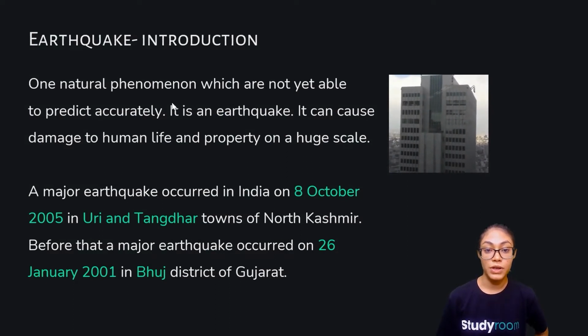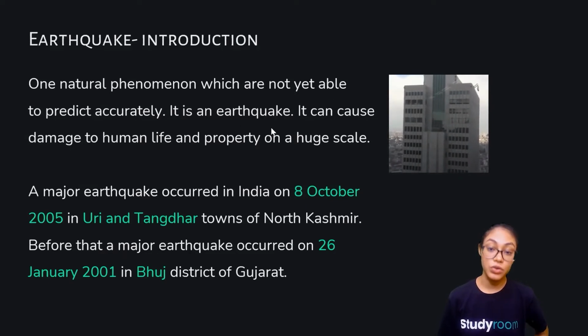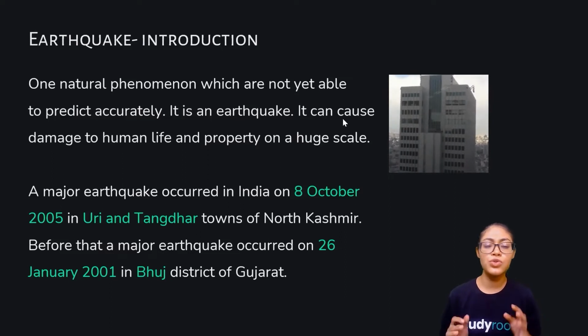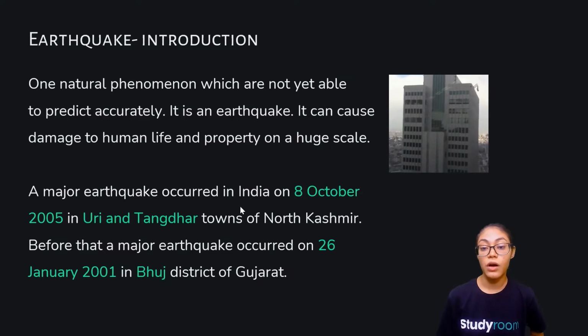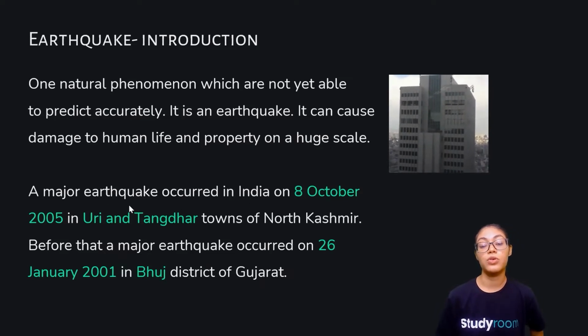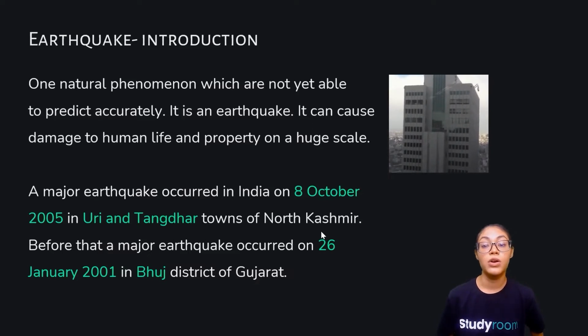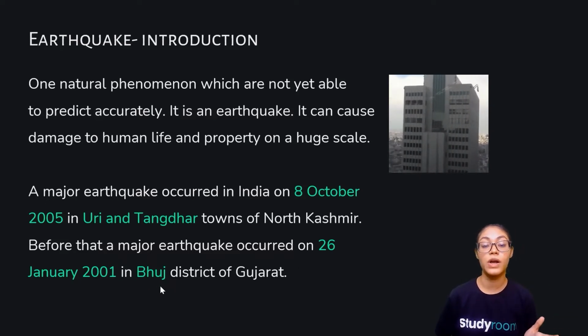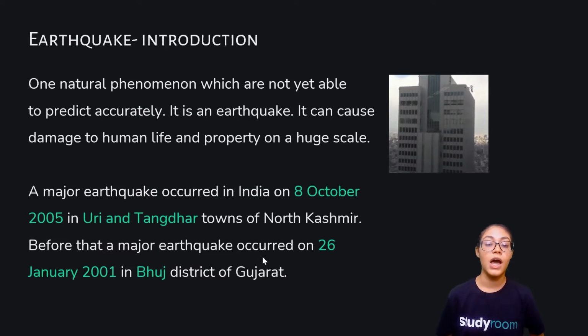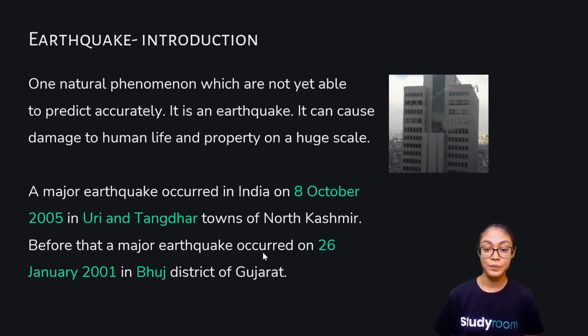One natural phenomenon which we are not yet able to predict accurately is an earthquake. It can cause huge damage to human life and property. A major earthquake occurred in India on 8th October 2005 in Uri and Tangdhar towns of North Kashmir. Before that, a major earthquake had occurred on 26 January 2001 in Bhuj district of Gujarat, which had caused a lot of destruction. It was very devastating.